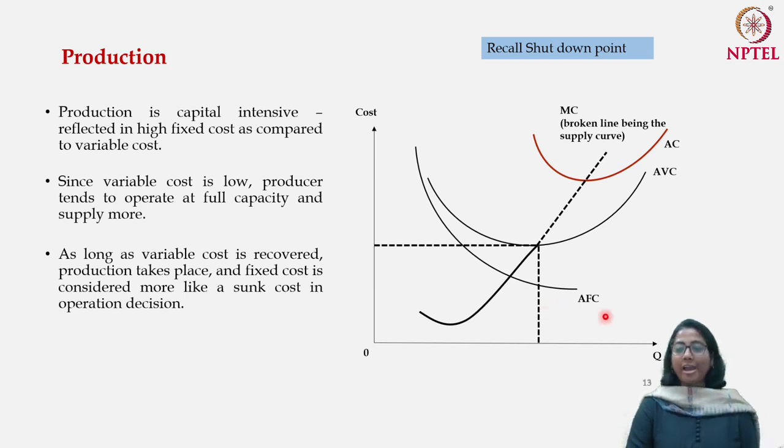Now what is the role of average fixed cost? It is often considered as a sunk cost. So something that has already been incurred, and you're not going to take this into consideration when you are talking about the economic cost or the economic decision making.